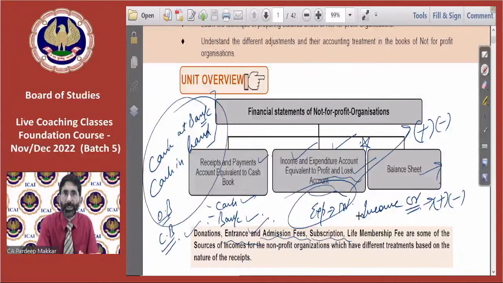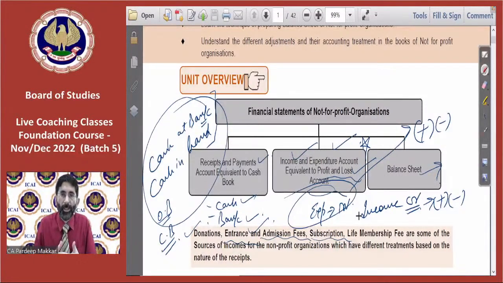That is what it means, basically. If you are interested in being a member of it, and you are interested in getting regular privileges and regular benefits out of it, that means you have to pay some subscription for that. So if you are running a club and getting subscriptions from some people, that subscription is your income.